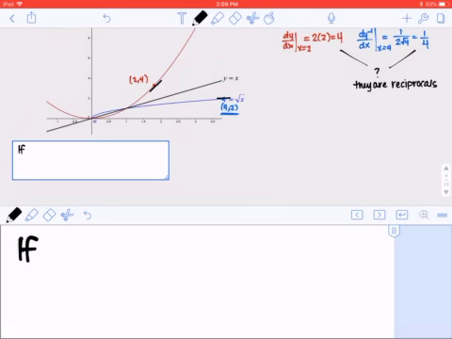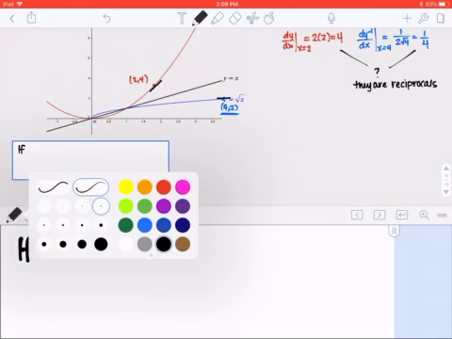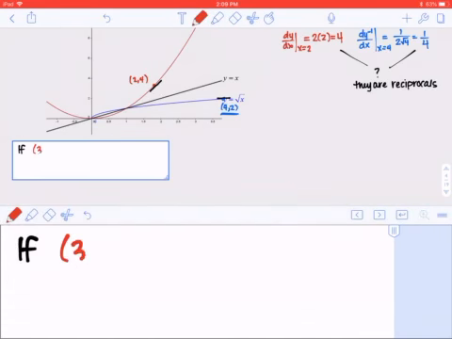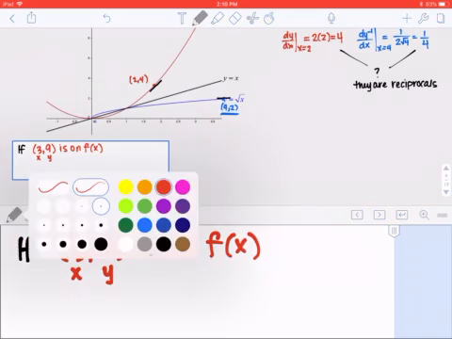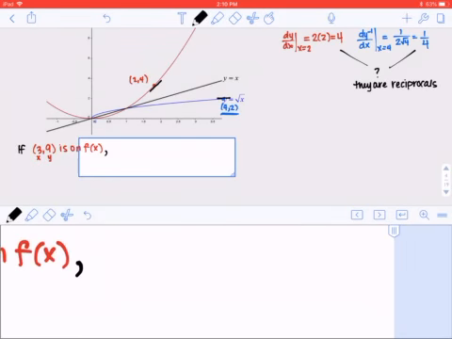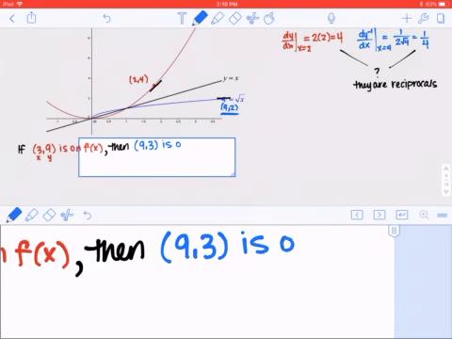So for instance, if you know that the ordered pair (3, 9) is on f of x, which it has to be because this would represent the x value and x squared would be 9, do we know what ordered pair would be on its inverse? And the answer is yes. Then (9, 3) is on the inverse graph.